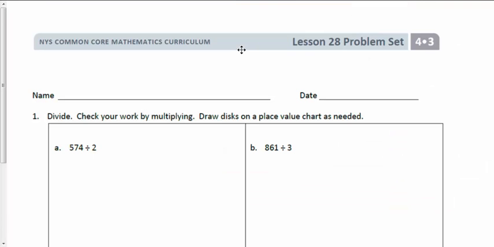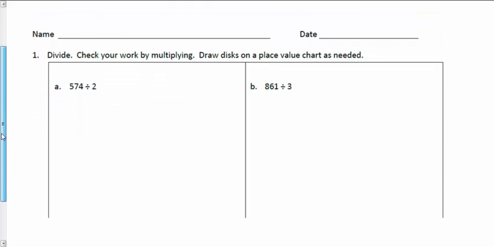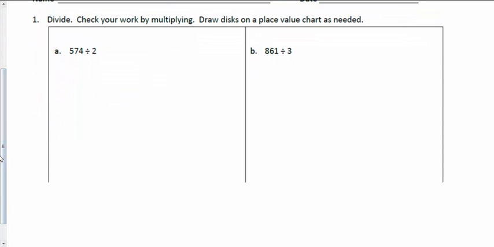So go ahead and get your problem set. Today we are not going to use place value disks unless you need to. If you look at your directions, it says divide. Check your work by multiplying. Draw disks on a place value chart as needed. So that means you don't have to draw the disks unless you are confused. If you need to get a separate piece of paper or you need to use this area to be able to understand, I want you to do that. I'm just going to use the standard algorithm.